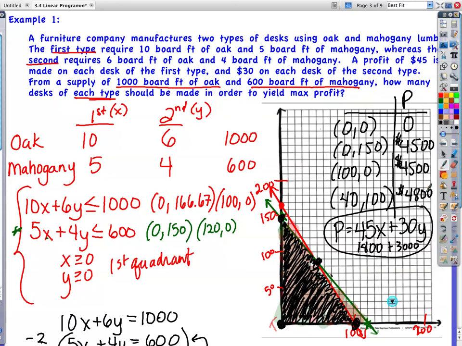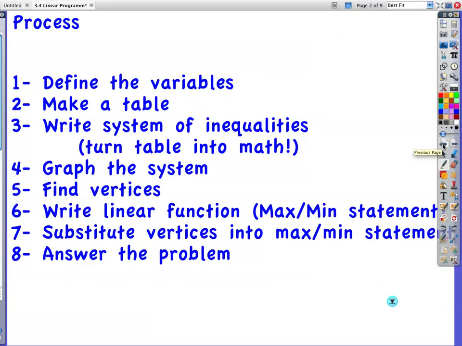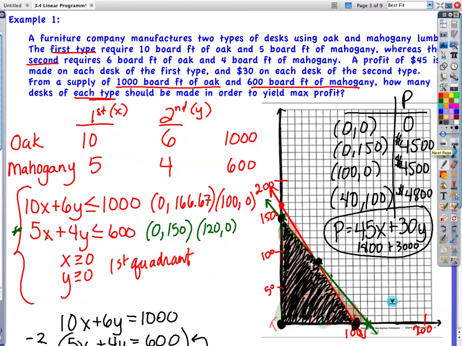Okay, you can probably see that one coming, but it will not always be the case. I know it's likely to say, hey, this one out here might be my maximum profit, but you cannot say that. All right, let's go back. What do we have left to do? It says substitute the vertices, we did, answer the question, basically. How many of each type of desk should be made in order to yield a max profit? So our answer to this question is actually this right here. We need 40 of type 1 and 100 of type 2, and we will make a profit of $4,800. That is a scoop right there, folks.